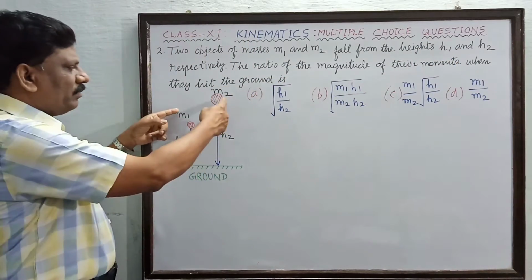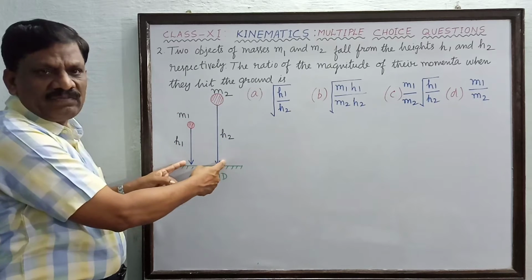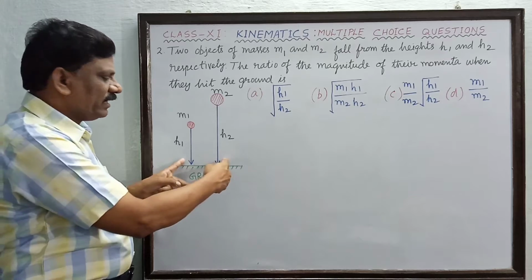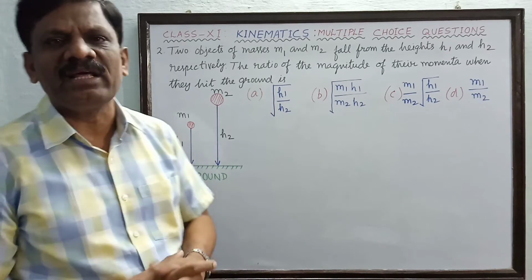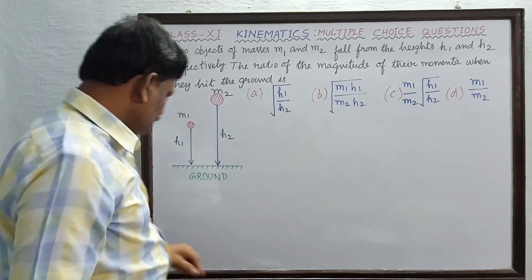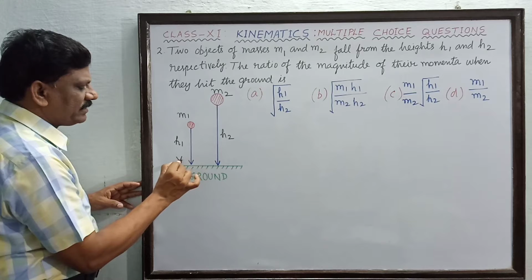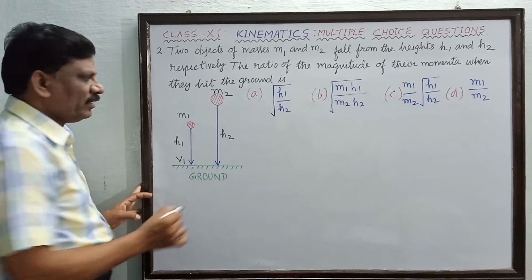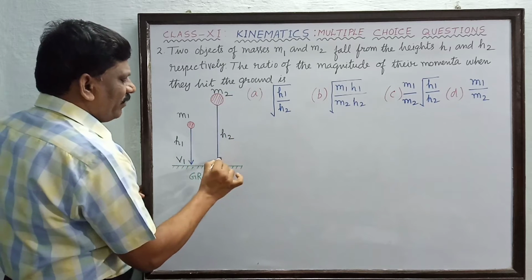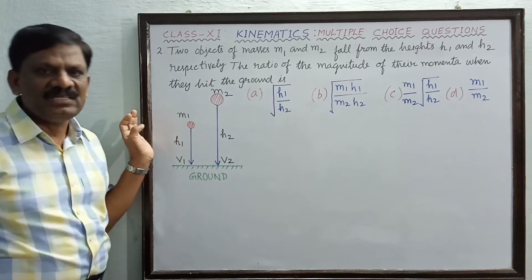So, when you drop these two masses, they are falling freely and they are going to hit the ground after some time. So, when they hit the ground, what is the ratio of their linear momenta is asked. Very interesting question it is. Now, let us take when the first mass hits the ground, its final velocity is v1. And similarly for m2, the final velocity when it hits the ground is v2.